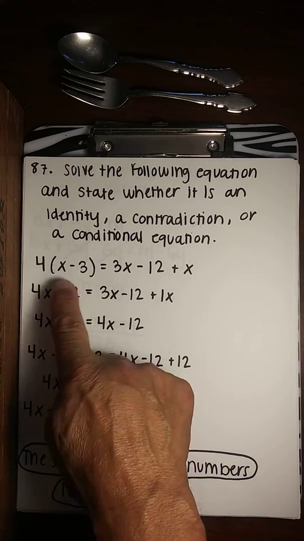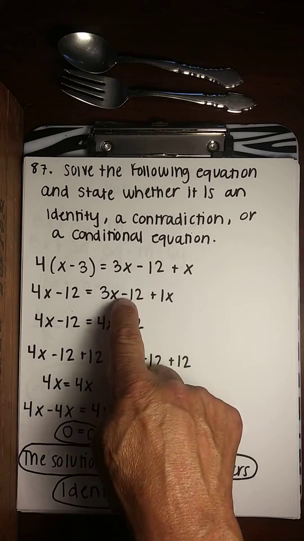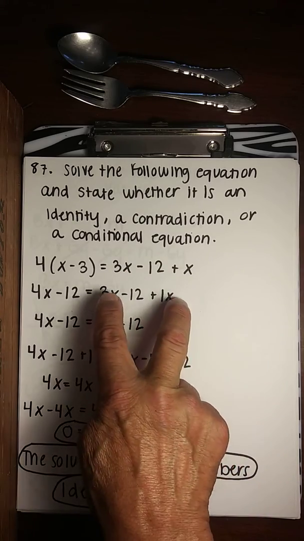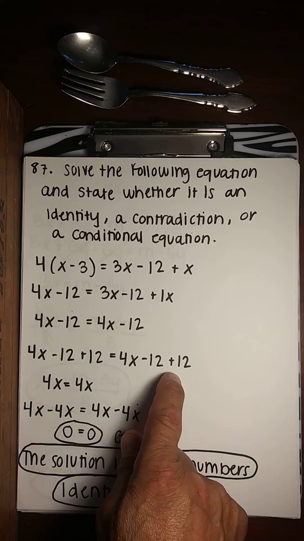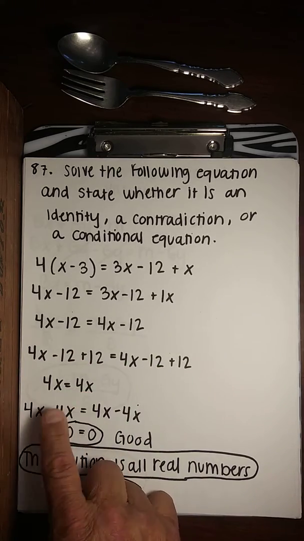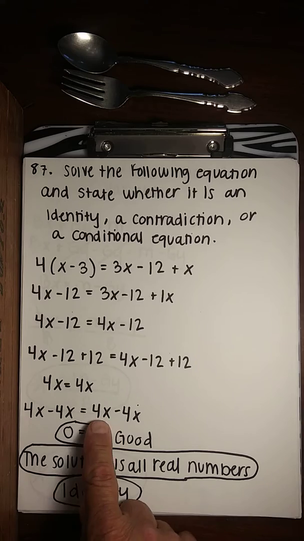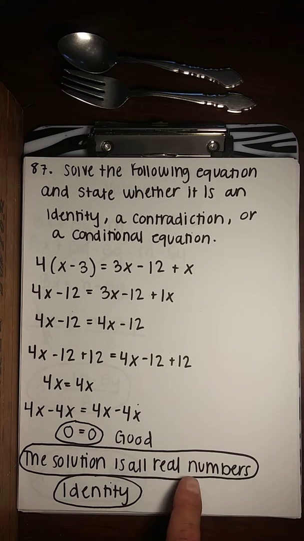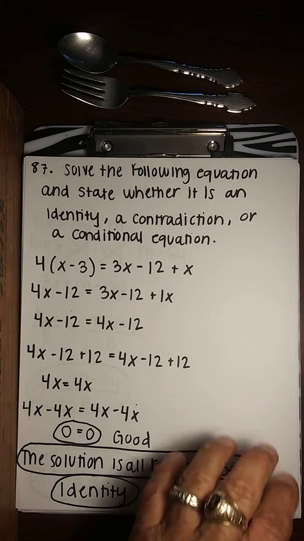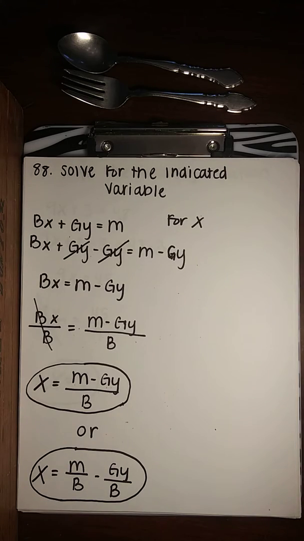Next one, 4 times that is 4x, 4 times that is minus 12. Bring this down. So now, put these together. That's 4x minus 12. Add 12 to both sides. So we have 4x equals 4x. 4 minus 4 is 0. 4 minus 4 is 0. I guess the solution is all real numbers. So then no matter what you put in there, it works.